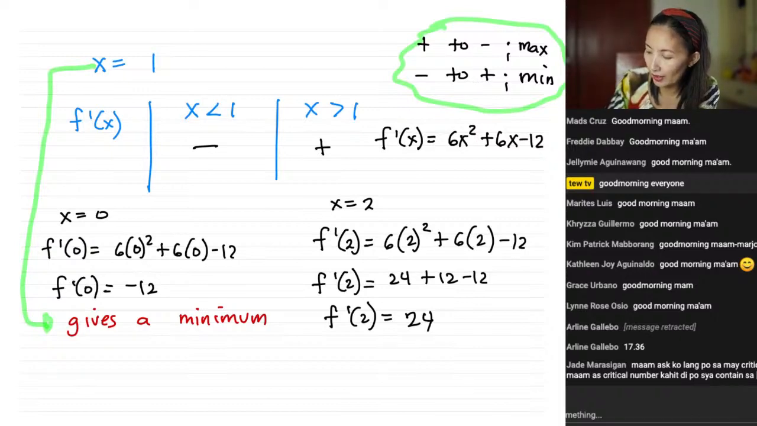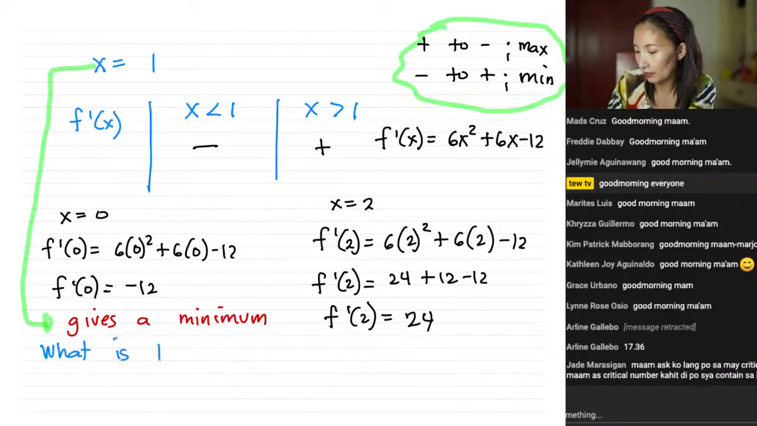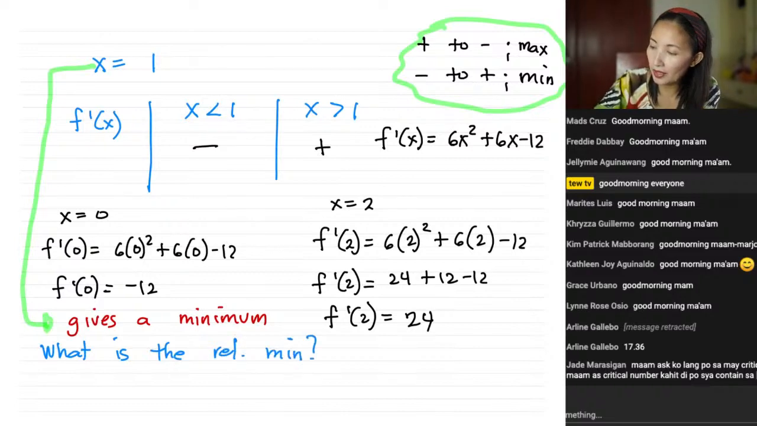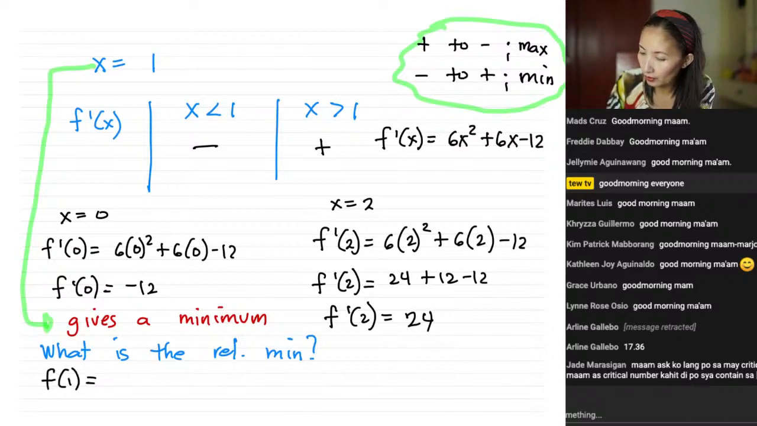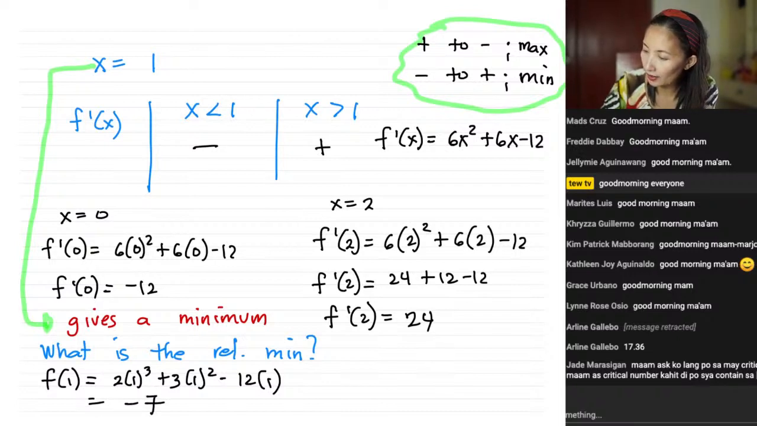So just to show you once again, what is the relative min? It's simply evaluating the function at 1. The original function is 2x cubed plus 3x squared minus 12x, so 2 times 1 cubed plus 3 times 1 squared minus 12 times 1. And when simplified, this is equal to negative 7, which means that this must be our min.